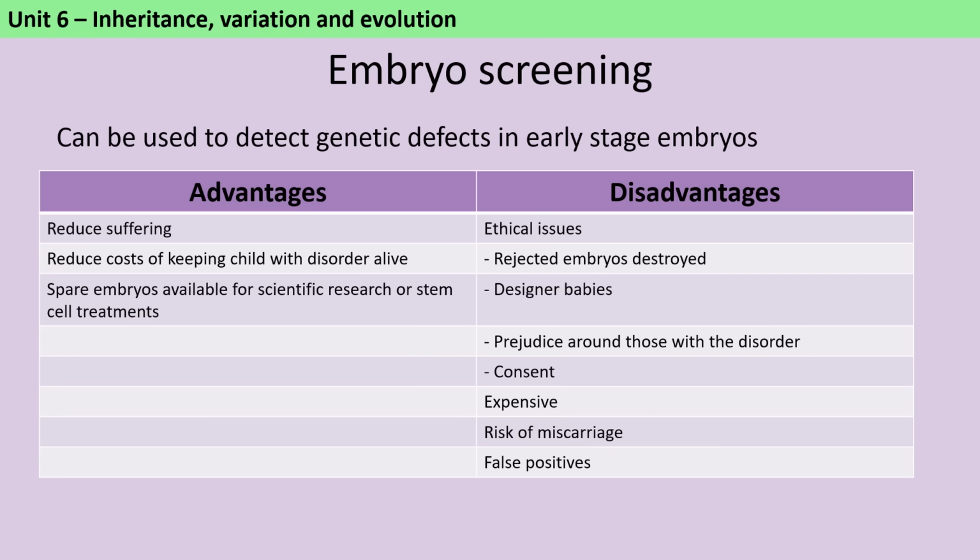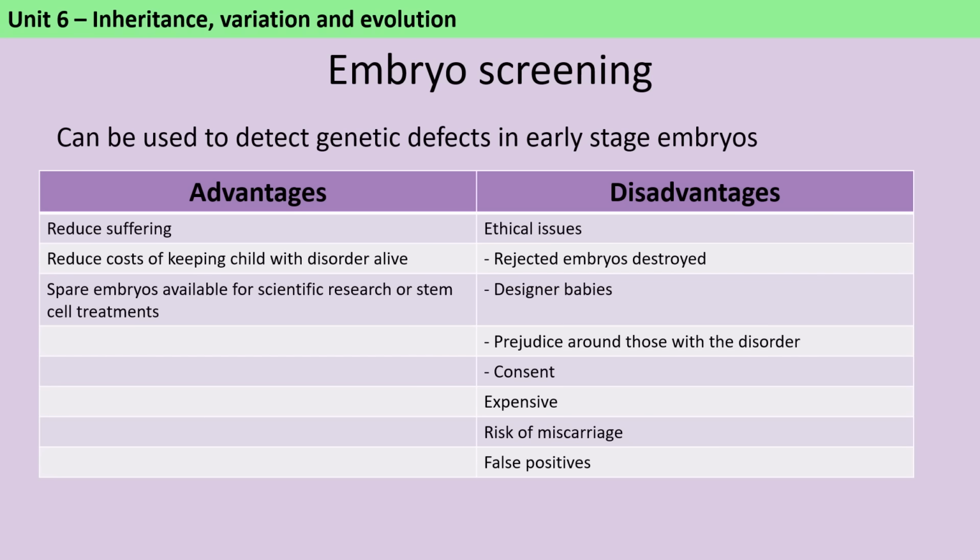There's also an implication here that the babies that would have the genetic disease are undesirable, and there's a risk that by using embryo screening, we're feeding into an idea that people born with the disease are somehow less good, and that could lead to prejudice. Also, the embryo can't consent. It's just a ball of cells, so there's another ethical issue too.